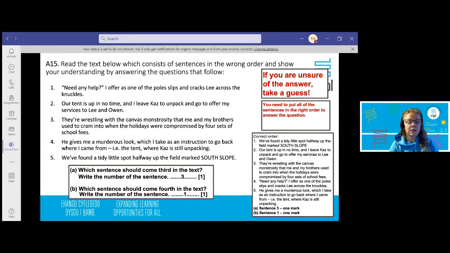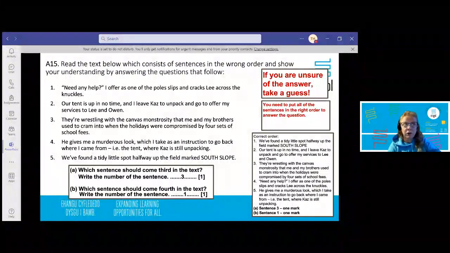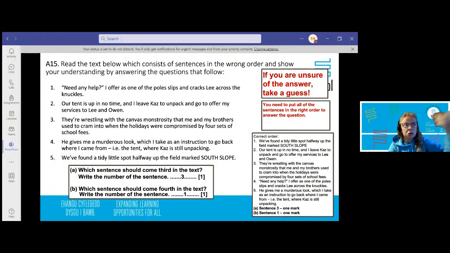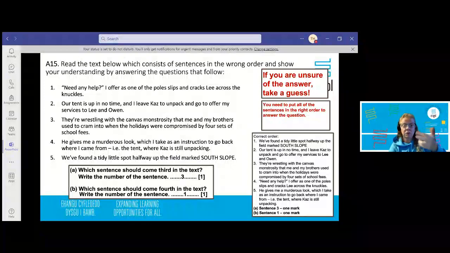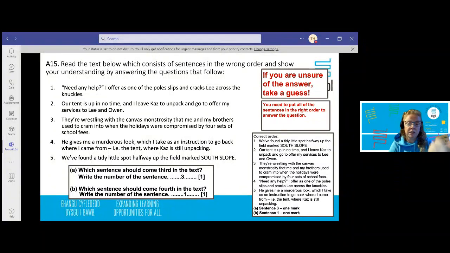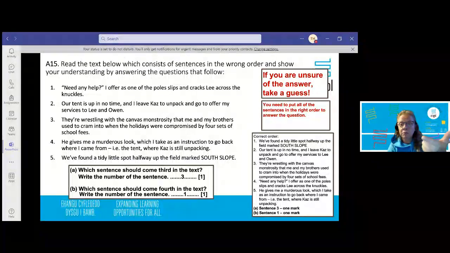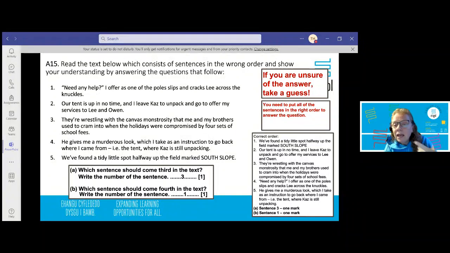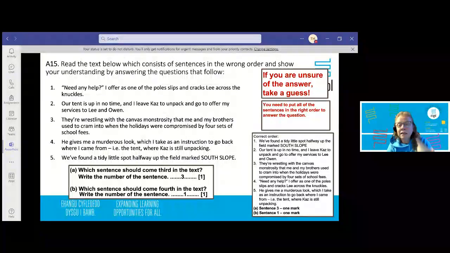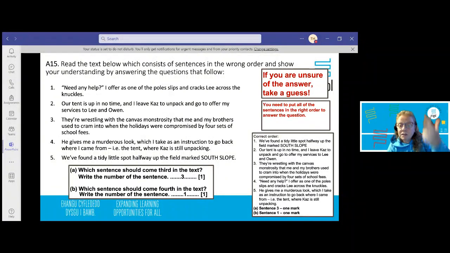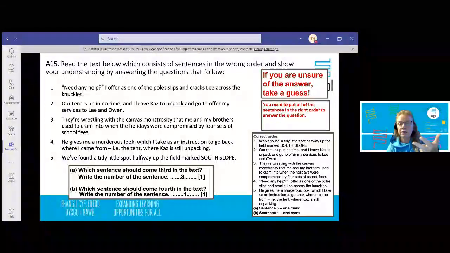But the right order for this one starts off with the we've found. That's the start of the story, isn't it? We found a tidy little spot. Our tent is up in no time. Well, you have to have the spot before you put up your tent. So in chronological order, it doesn't make sense to have those the other way around. So you know you've got to start with a tidy little spot, then the tent goes up. All right. And then it actually says, I go to offer my services to Lee and Owen. Number 3, because they're wrestling with the canvas monstrosity.